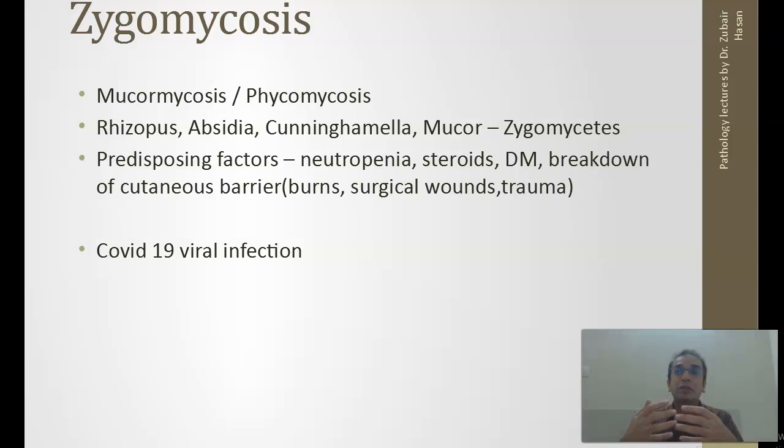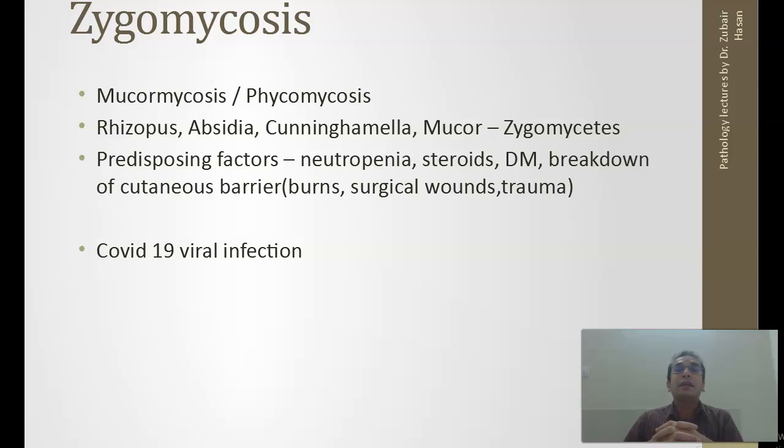First, the immunity will be low, and there will be other factors such as neutropenia, if chemotherapeutic drugs are given to reduce the neutrophil counts, or if the patient is on steroid therapy. Steroids tend to reduce the immunity by suppressing inflammation. All sorts of inflammation is suppressed. Therefore, as the immunity is low, the patient is susceptible to fungal infection. Other factors are diabetes and breakdown of cutaneous barriers such as the skin, when there are burns, surgical wounds, or trauma.